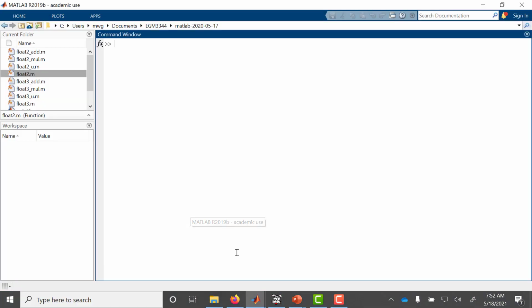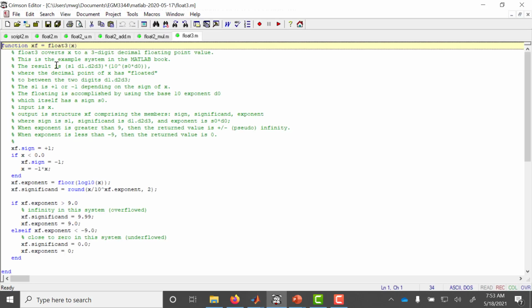And if I were to go look at that, clear workspace, so float 3. Float 3 is a similar function. It's going to be a 3-digit one where I pick up another digit on my significand. And how I do that is just with the round function. Instead of 1 here, I have 2. So that's rounding to 2 decimal places after the period. So we're all set up there.